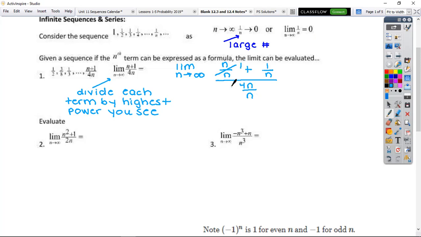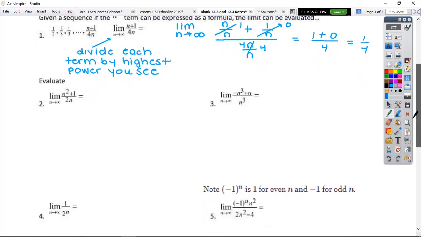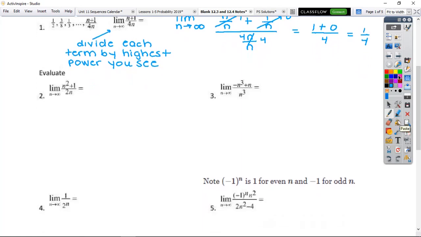Your next expression, 1 divided by n: just like before, think of 1 divided by a huge number. So what does this approach? 0. Yep, so that approaches 0. And on the bottom, I would just cancel the n's, and I would be left with the 4. So my limit is equal to 1 plus 0 divided by 4, which is just 1/4. You guys remember doing those? I know it's been a couple months though. You'll see two that are a little bit different, but everything else is pretty much a review.